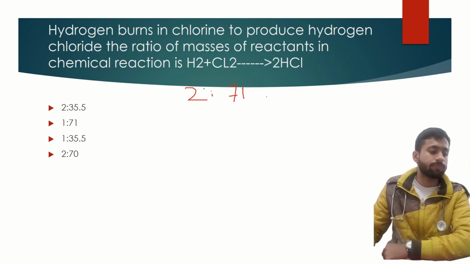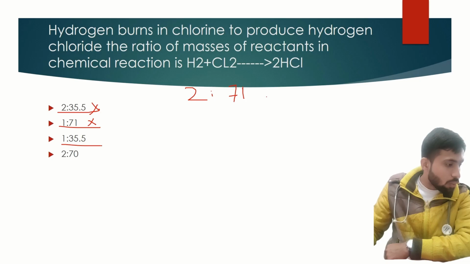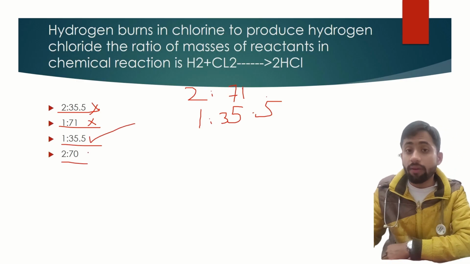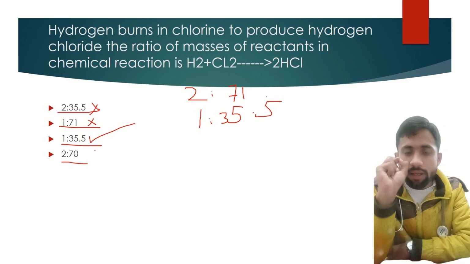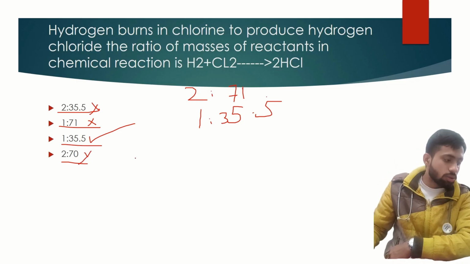Okay, let's move on. Is it 2 ratio 71? 2 ratio 35.5? Wrong. 1 ratio 71? No, it's 2 ratio 71. 1 ratio 35.5 is the right answer if we further simplify it. 2 ratio 70? No, 2 ratio 71 to be very specific. 35.5 grams per mole is the right molar mass for each chlorine atom. So this is also wrong.